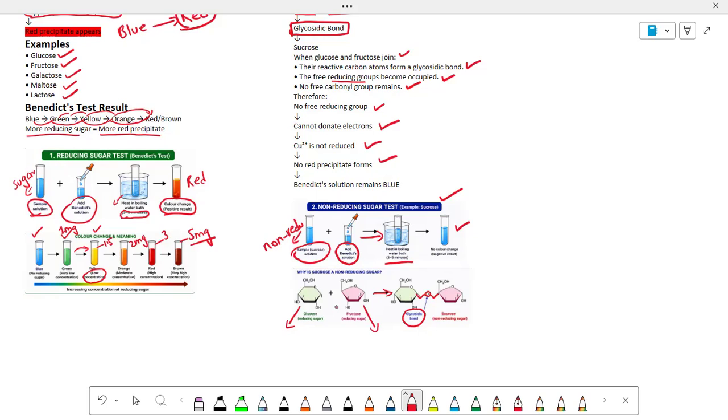So today we have tried to understand the concept of reducing sugar and non-reducing sugar. I hope you have understood it well.